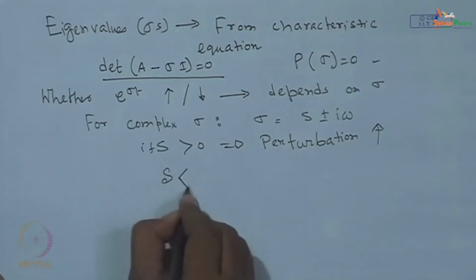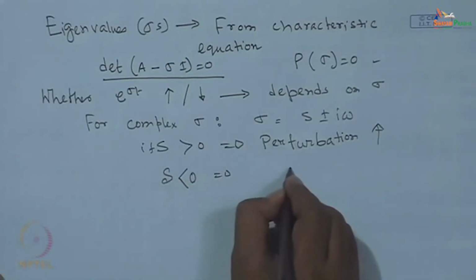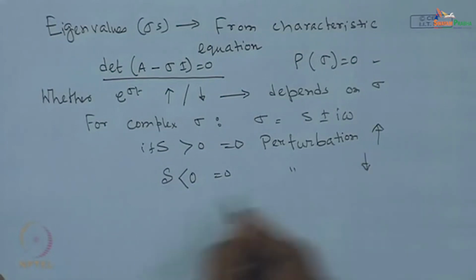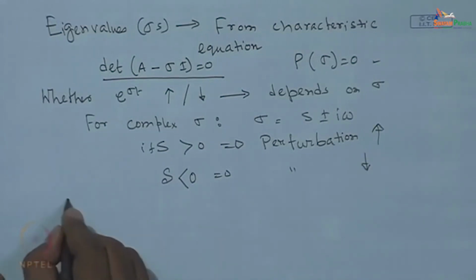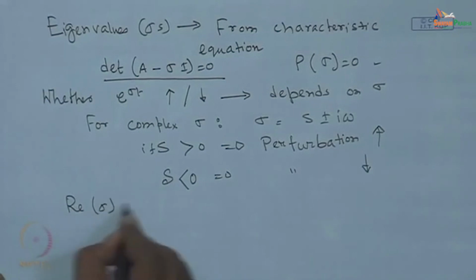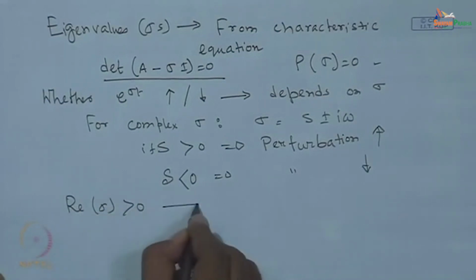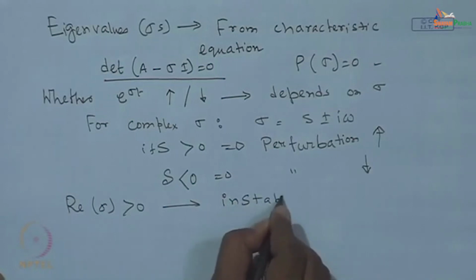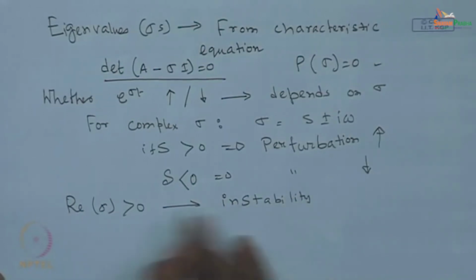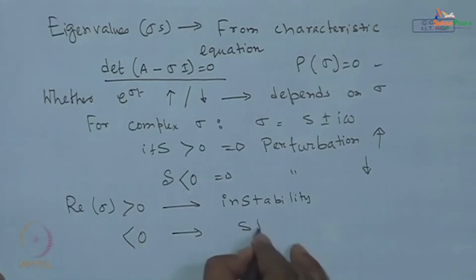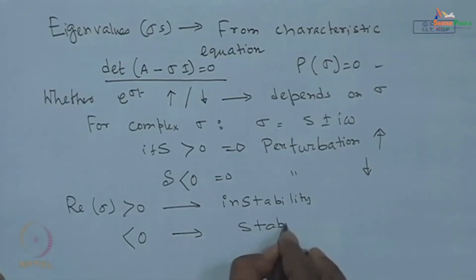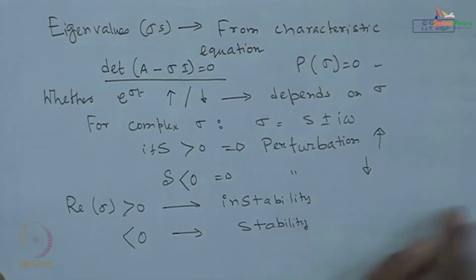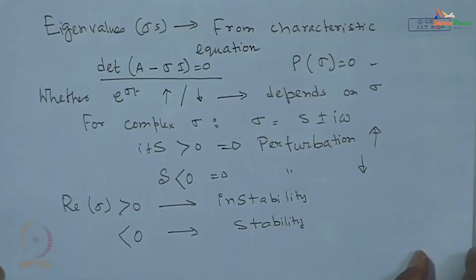If sigma is negative, then the perturbation decays. So, the point is that the real part of sigma should be greater than 0 for instability, and the real part of sigma is less than 0 for stability. Okay. So, stability can be analyzed.